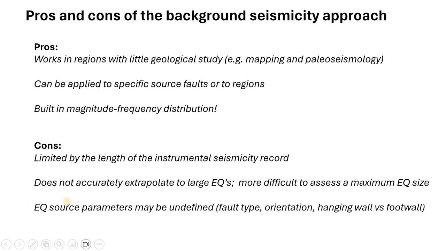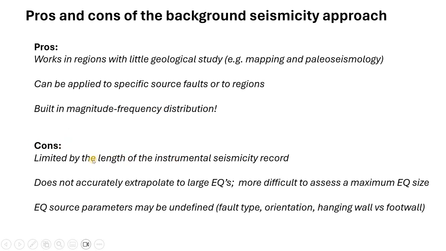So the pros and cons of the background seismicity approach. As I just said, the pros is that it works in regions with little geologic study, so poor mapping, no paleoseismic studies, or regions where we just don't know where the faults are. It can be applied to source faults or to regions, we just talked about that, and it has a built-in magnitude frequency distribution. By definition, that's what the Gutenberg-Richter plot is. It is a magnitude frequency distribution, which is what we were trying to get at anyway.